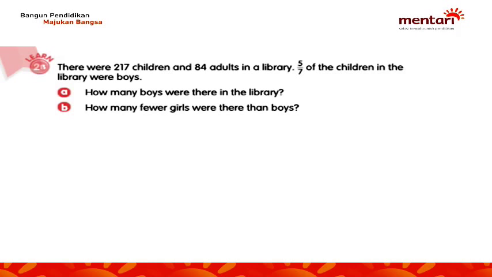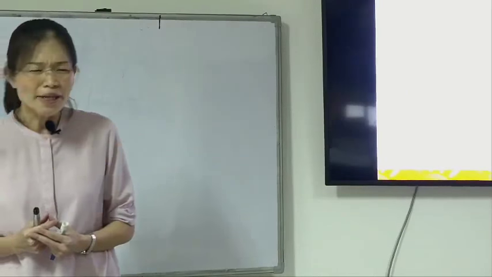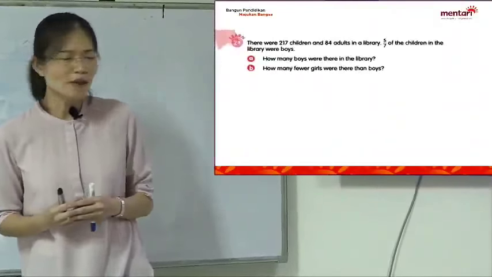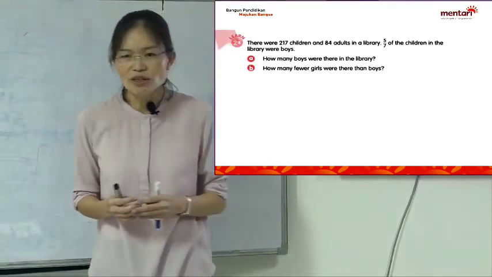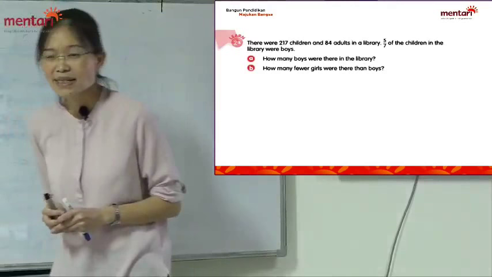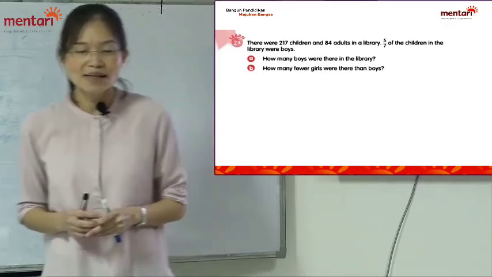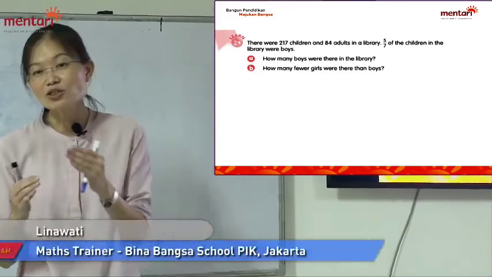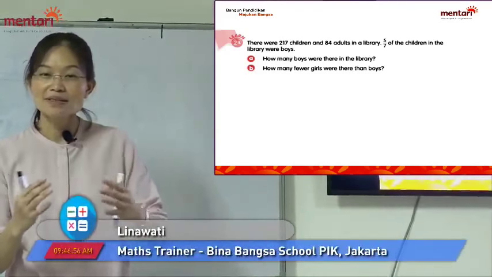Sorry, I repeat again. How many fewer girls were there than boys? Now, it is a bit complex perhaps for some of you. Wow, there are many kinds of people here. There are children, there are adults, there are boys, and there are girls. Right, but it is very important for us to know the relationship between these kinds of people.